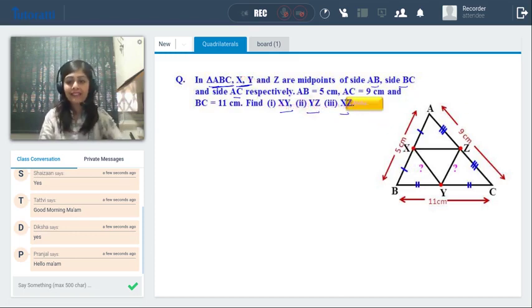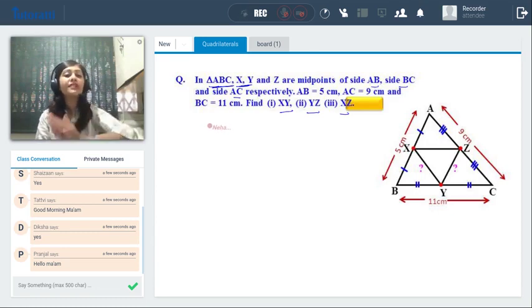XY, YZ, and XZ. What is XZ? XZ is just the line joining two midpoints. XY is again the line joining two midpoints. YZ is also the line joining two midpoints. And what do we know? The line joining two midpoints is always half of the third side. But we need to identify the third side properly.